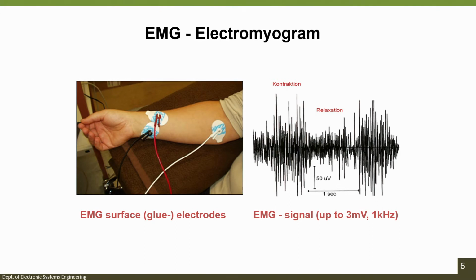Let us move to the next way of understanding the signals, and that is from the muscles. As you see here, these electrodes are placed with the help of glue. The reason for using glue is to reduce the impedance. Now, when you relax and when you expand the muscle, you can see the change in the EMG signal. EMG signals are close to 3 millivolts at 1 kilohertz, and you can see the change in the signals when it is relaxed compared to when it is expanded.